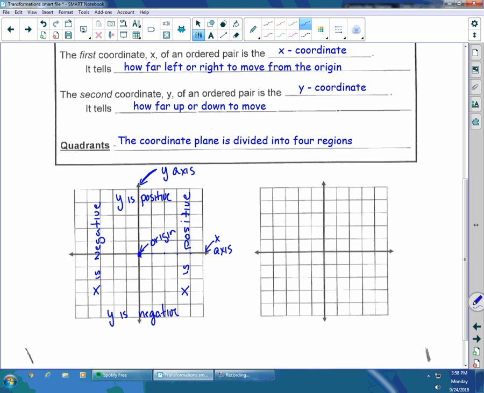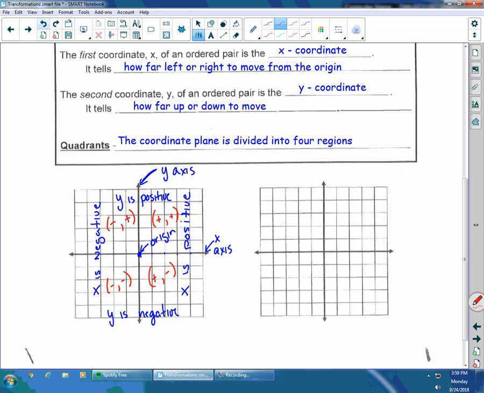So if I have an ordered pair that is positive, positive, I'm just going to switch colors here. If my x is positive and my y is positive, it's going to go there. If my x is negative, but my y is positive, it's going to go there. Let me undo that. X is negative, y is positive. Then if they're both negative, they're going to be down here. If x is positive, but y is negative, it's going to be down here.